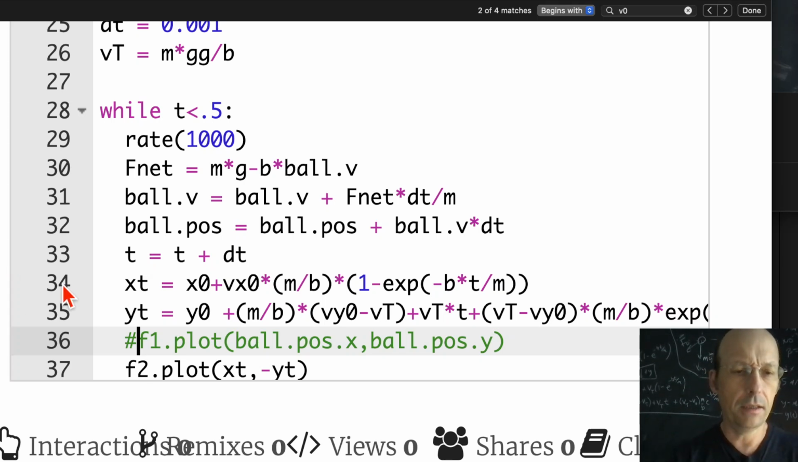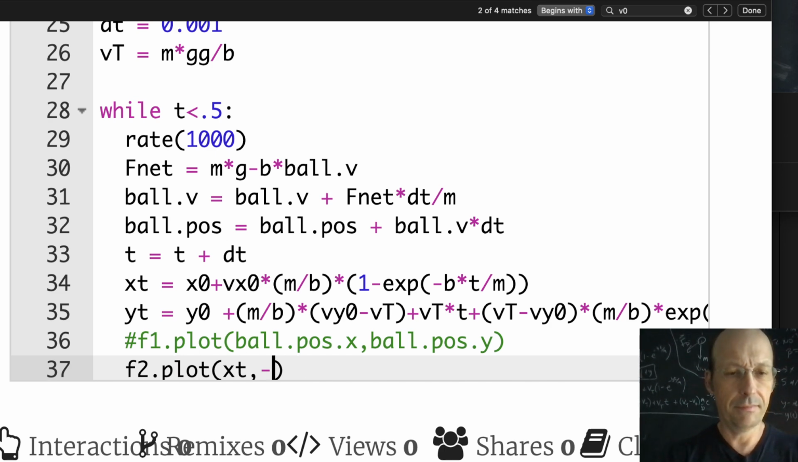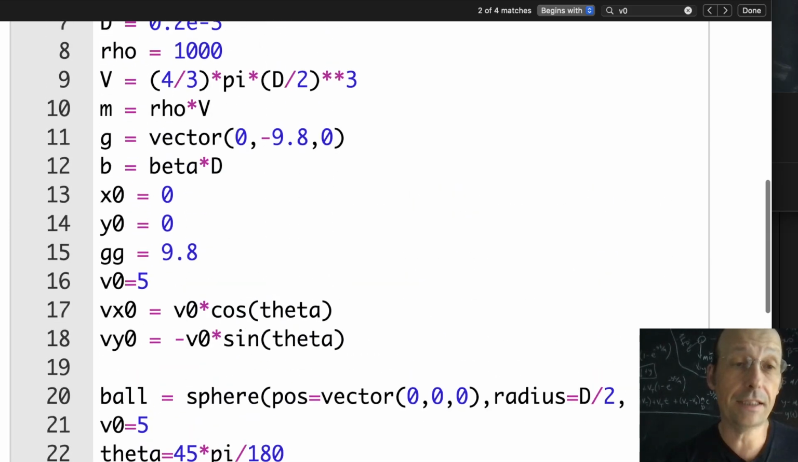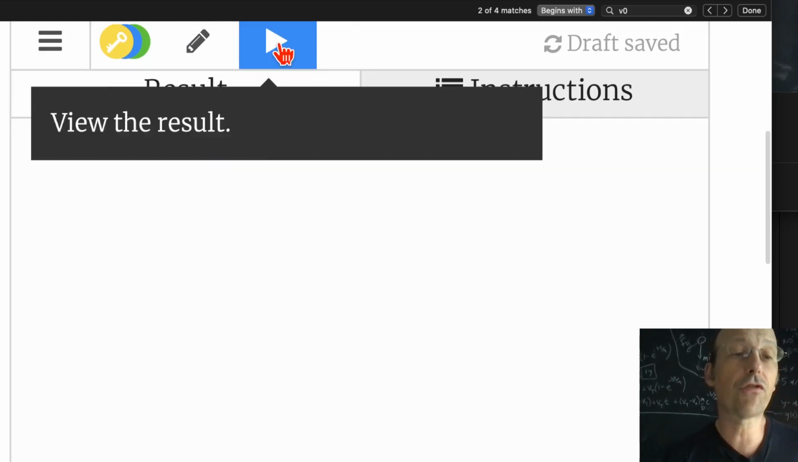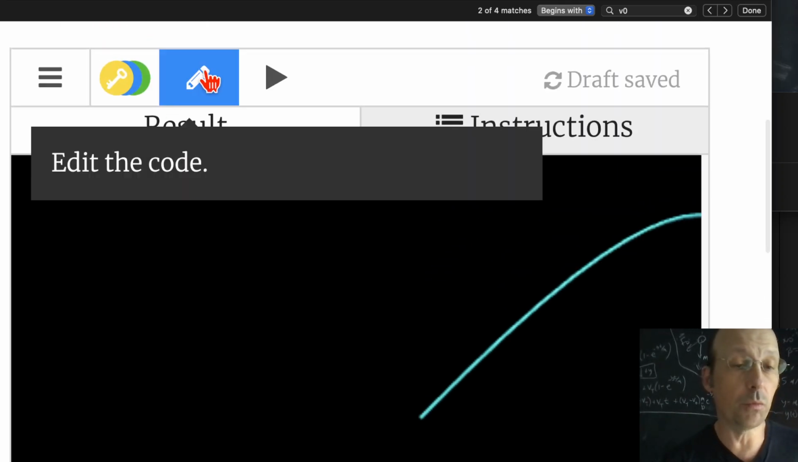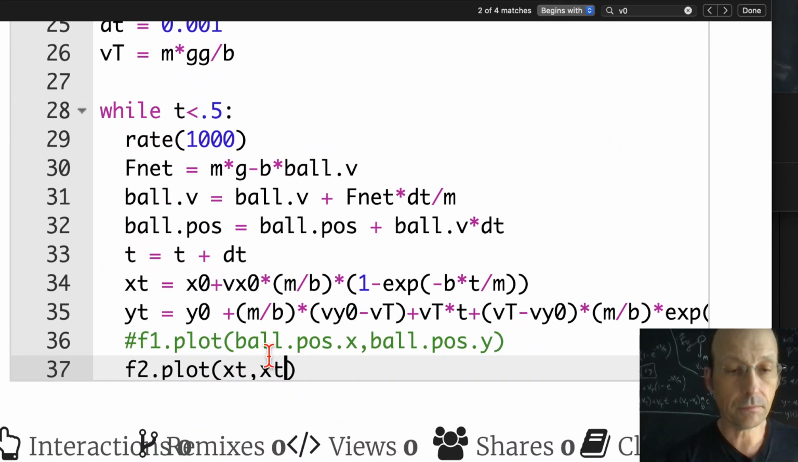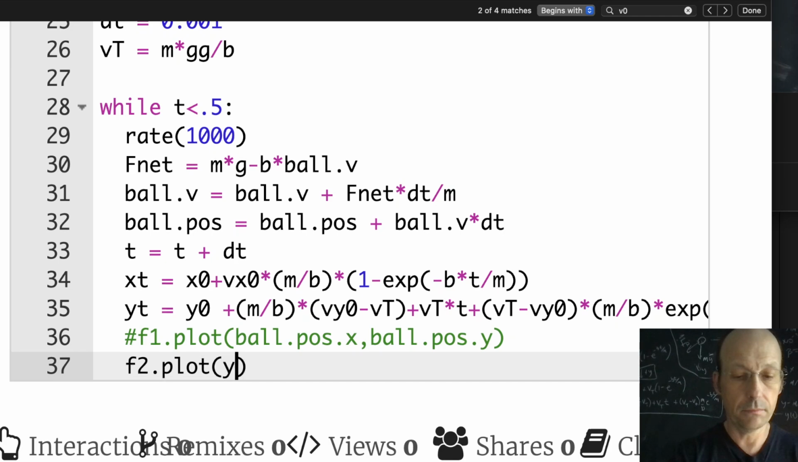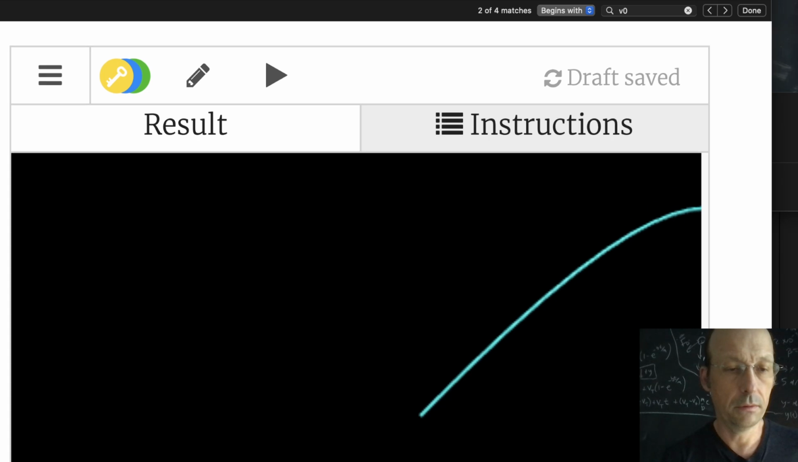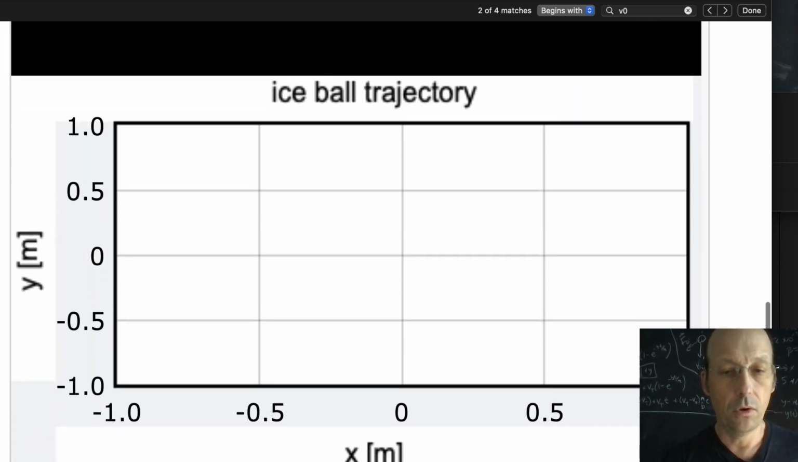Let's plot xt versus xt. Right? It should be aligned. So it'll at least tell us if xt is calculated or not. We can troubleshoot and find out where the problem is. See, that did not plot. Let's just try yt versus yt. See if that one works. That one didn't work either. Whoa.